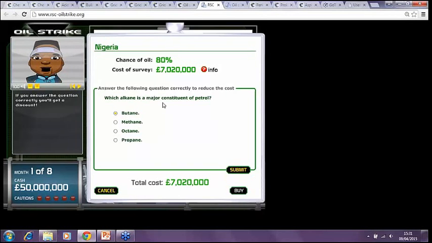Okay, so it says here, which alkane is a major constituent of petrol? I wonder if we can get anyone to answer this time using your comment box. Okay, anyone?